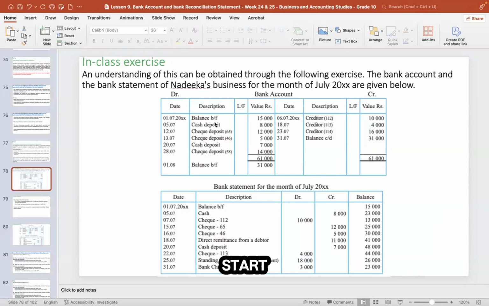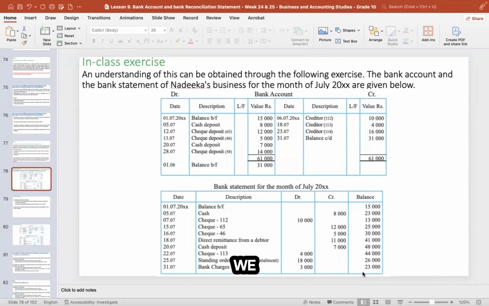Okay, students, I will start the question. Now we are going to start reconciling the bank account and the bank statement. In the bank account, the final balance, the month end balance, is 31,000, whereas on the bank statement it's only 23,000. So there is almost an 8,000 difference. We are going to figure out the reasons for these differences.